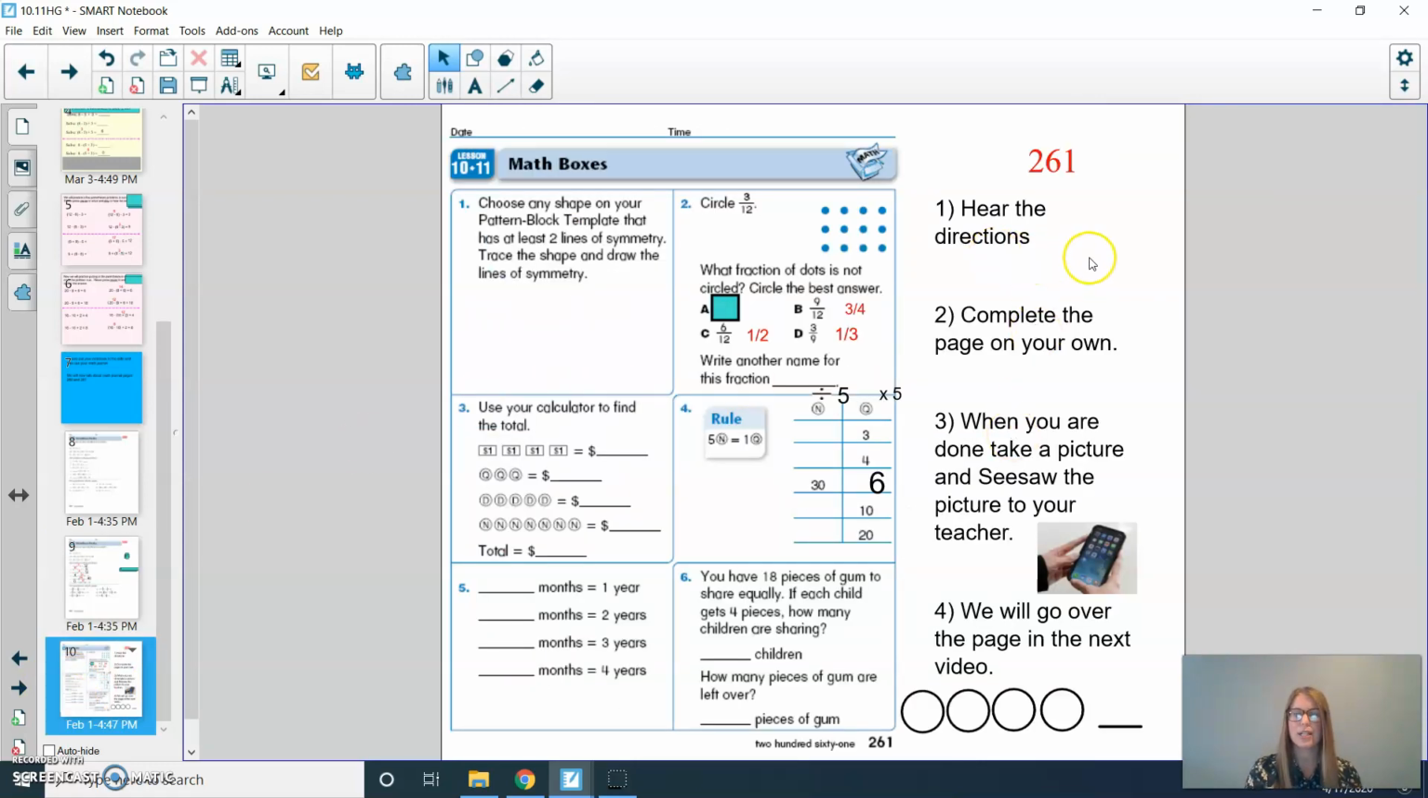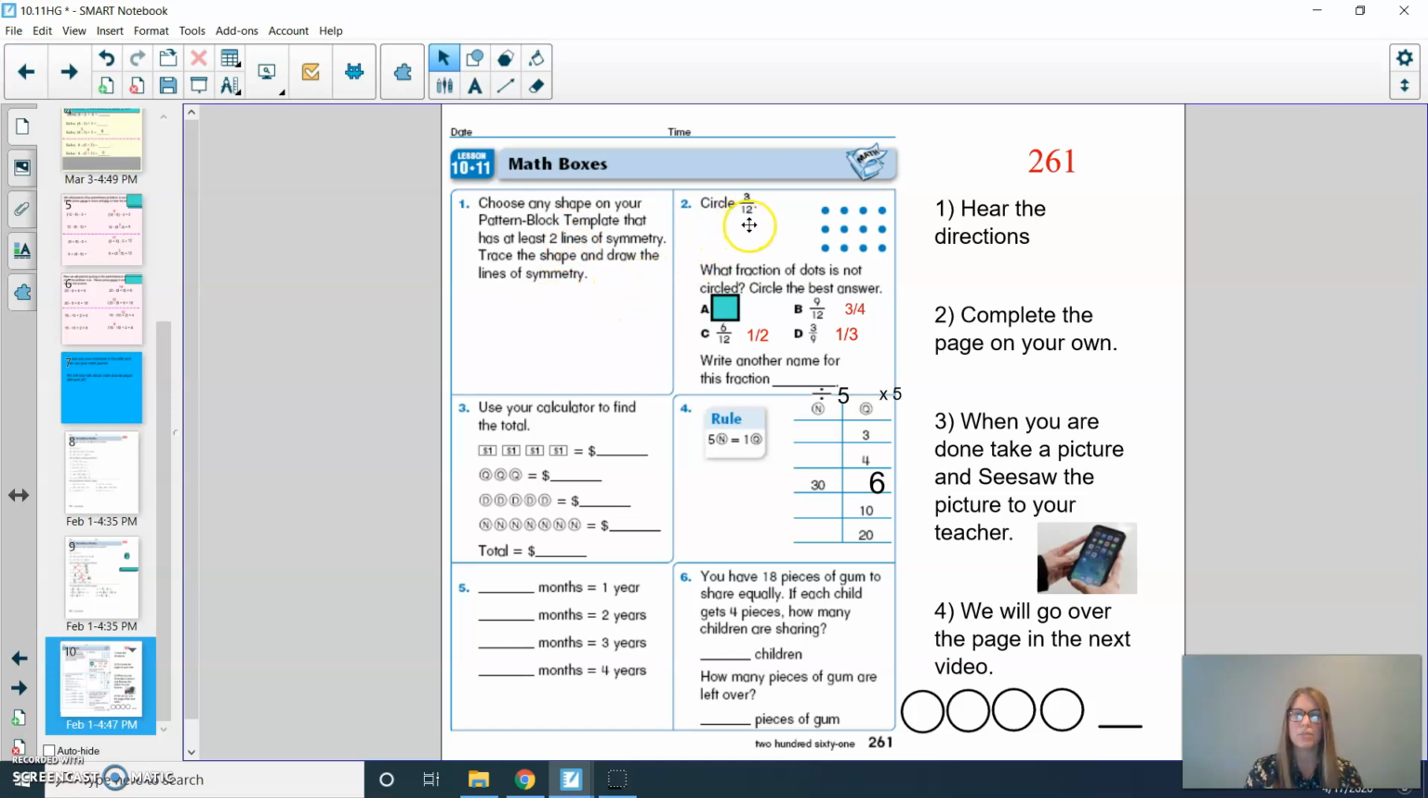The last thing we'll do is quickly talk about our math boxes. So this is page 261. For the first one, choose any shape on your pattern block template that has at least 2 lines of symmetry. Draw it and then draw the lines of symmetry.